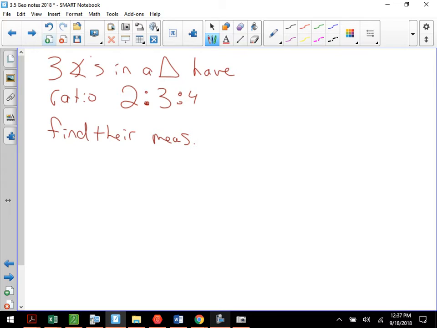When we're talking about ratios, it means we're comparing, and each one of the angles has some common value. So what we're trying to figure out is the common value they all have. We know that all the angles have to add up to equal how much? 180, and there are how many angles in a triangle? There's 3.